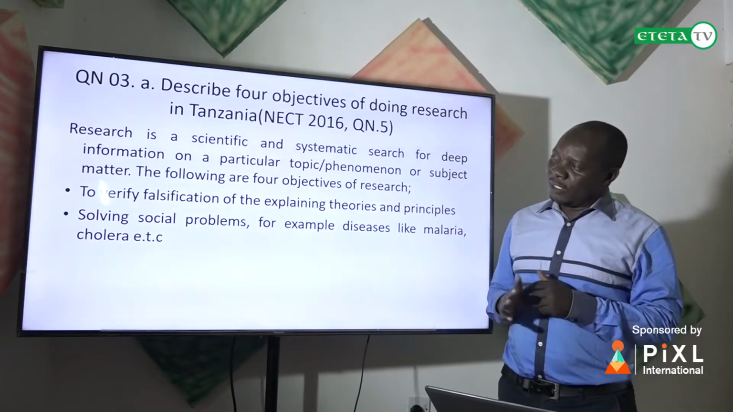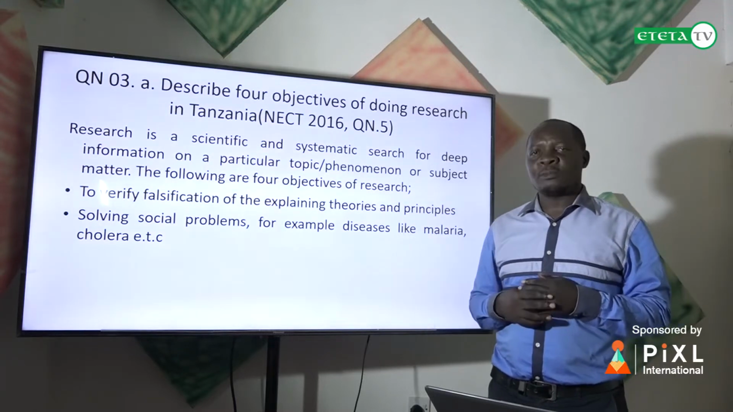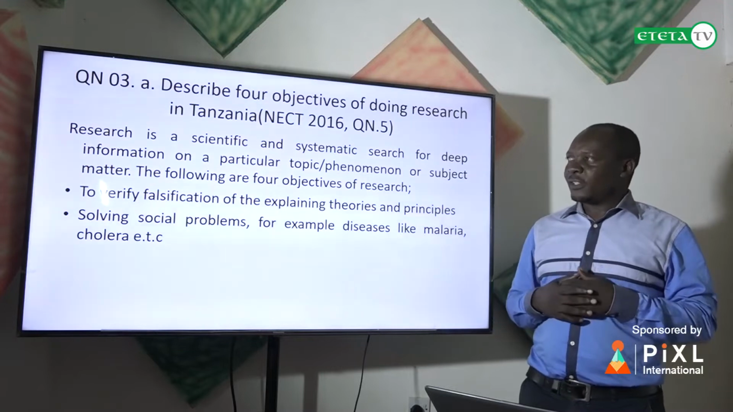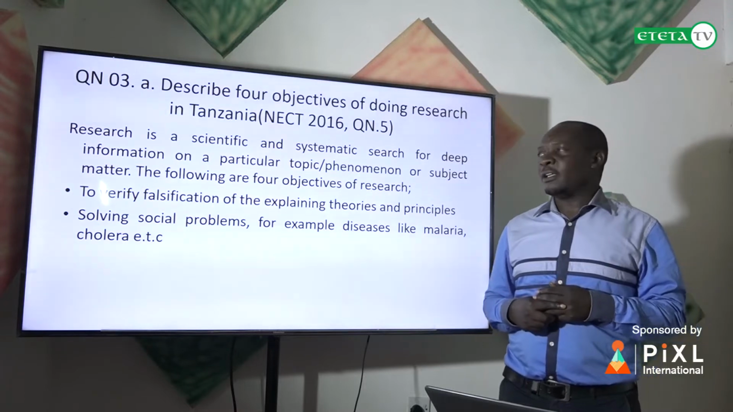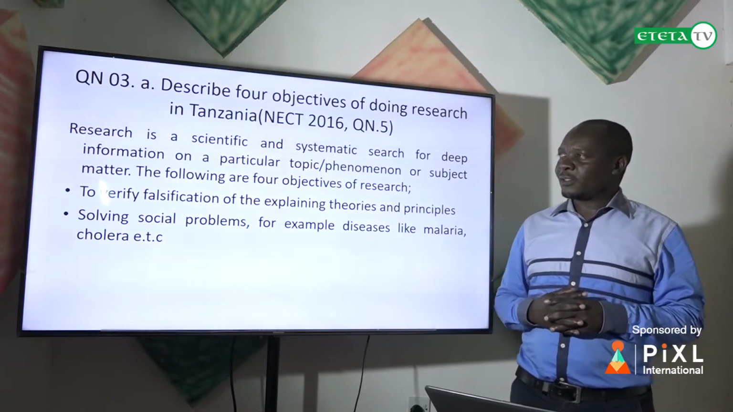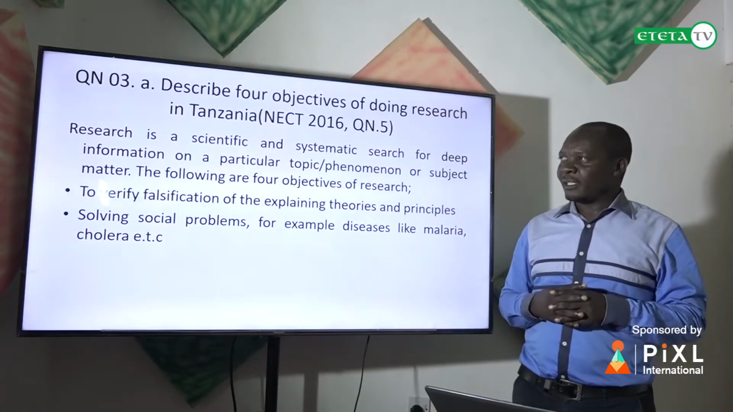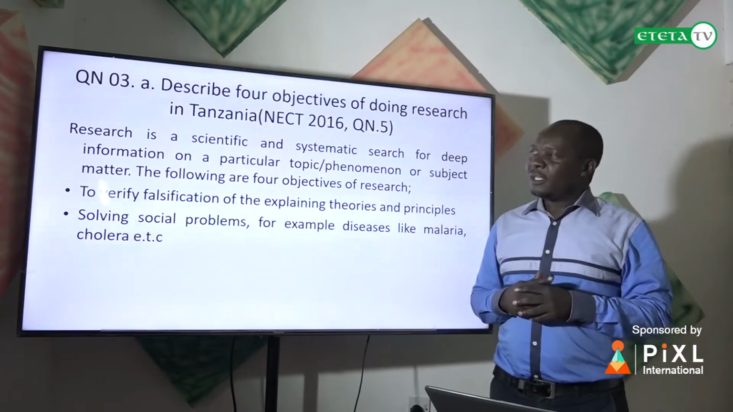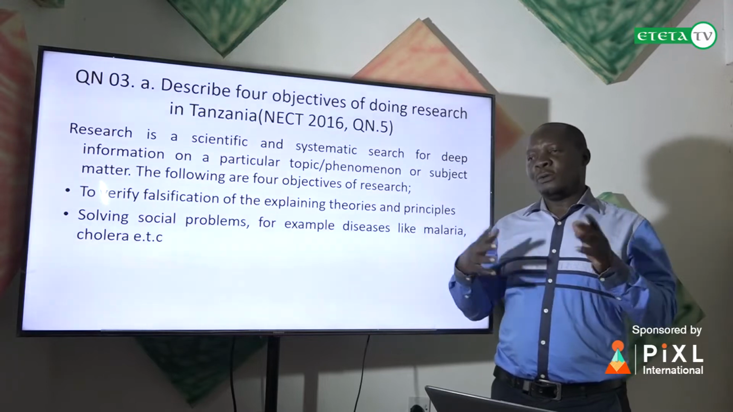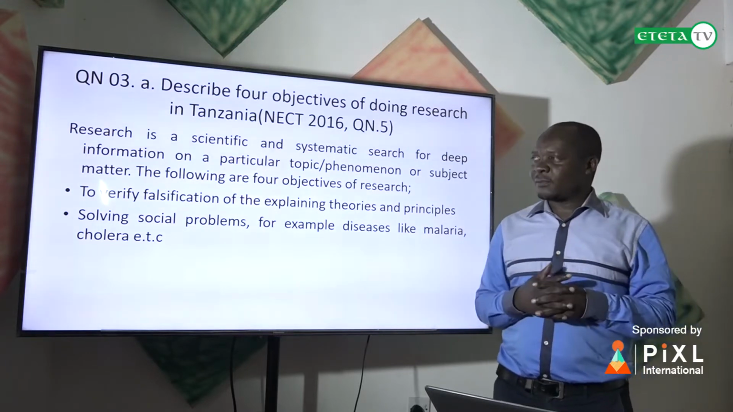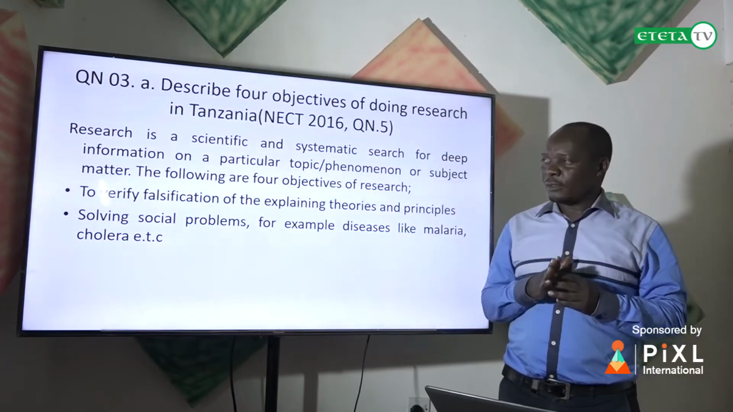Now, when approaching this question, as a student, you can start by defining the concept of research. That means research is a scientific and systematic search for deep information on a particular topic or on a particular subject matter. But again, the center of the question is the objectives of research in Tanzania. So when we are doing research in Tanzania, what are the basic objectives that we normally focus on? And you are told 4.